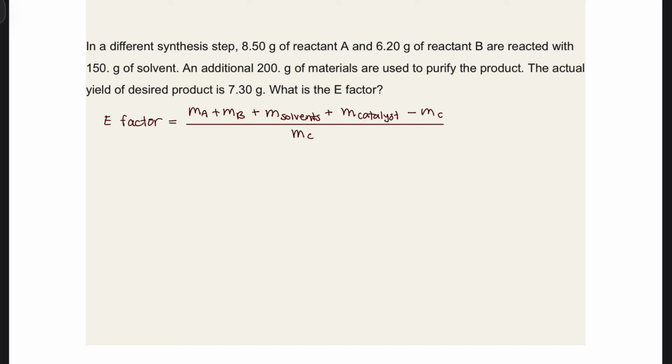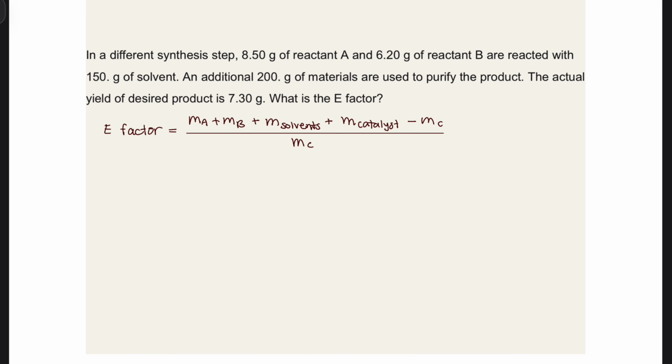In a different synthesis step, 8.50 grams of reactant A and 6.20 grams of reactant B are reacted with 150 grams of solvent. An additional 200 grams are used to purify the product, and our actual yield is 7.3 grams. What is the E factor?